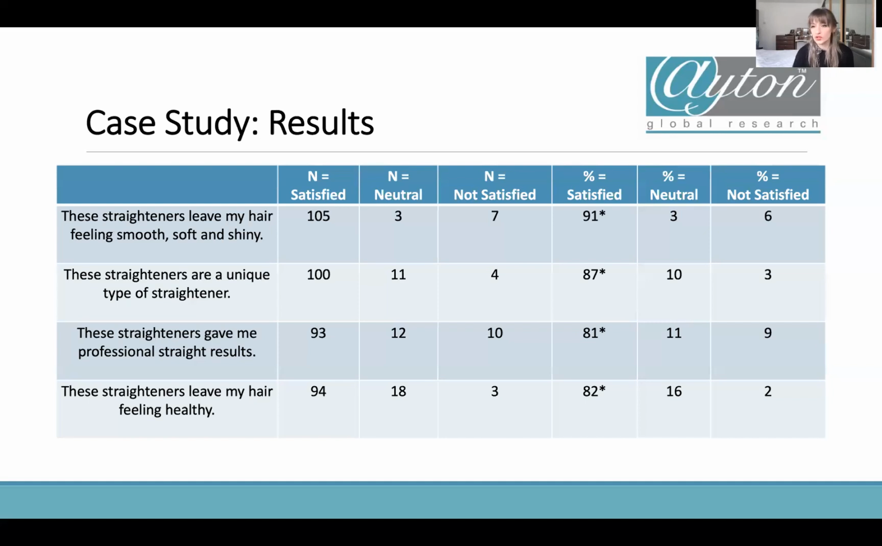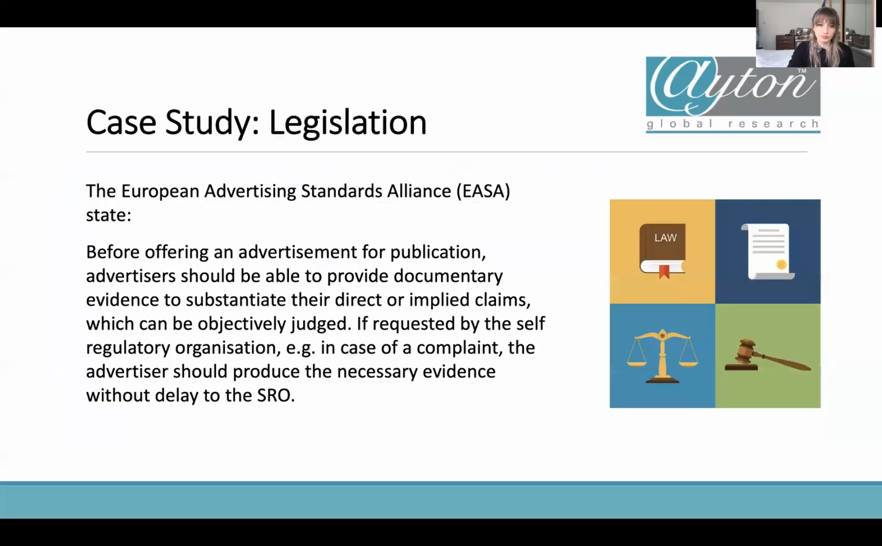We've got professional straight results. Again, a comparison of something. If they were to get their hair done professionally, do they feel like they achieved those results at home? And as I mentioned earlier, we want to make sure that their hair still feels healthy. We had some really good results for that as well. So these are all really fantastic results they can now use in their marketing.